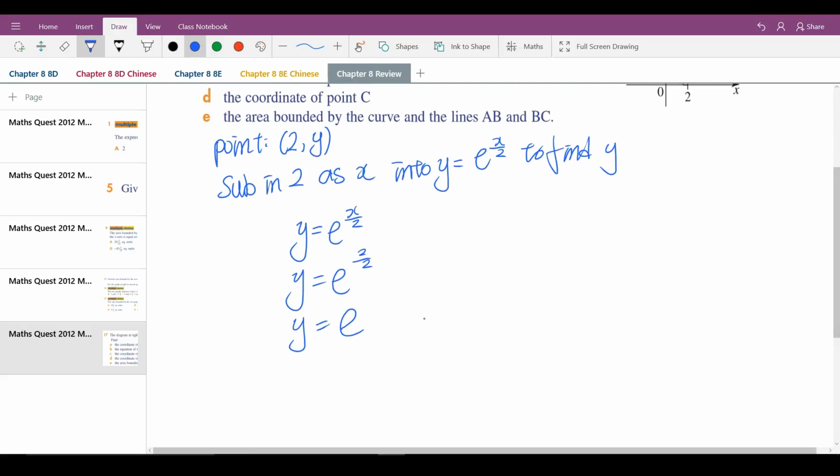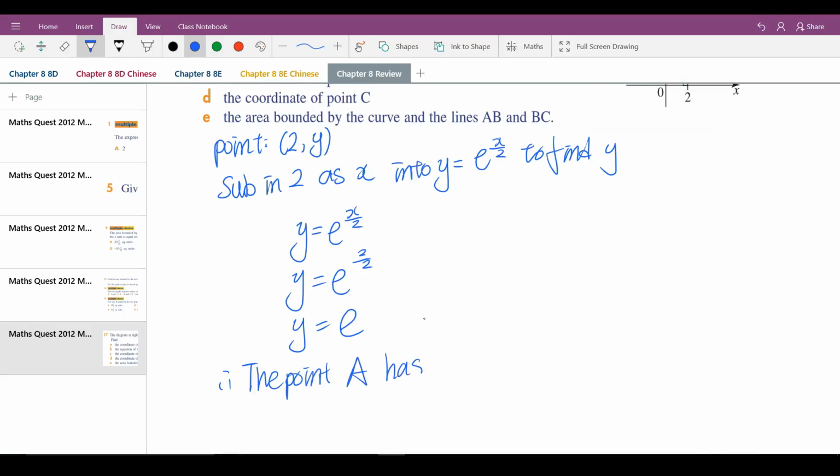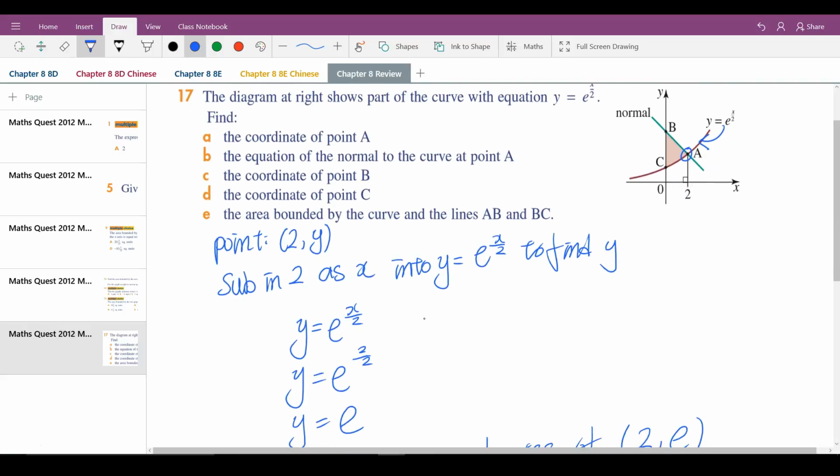So, therefore, the point A has coordinates of 2 and e. That's right. Easy. Let's go to the next one.